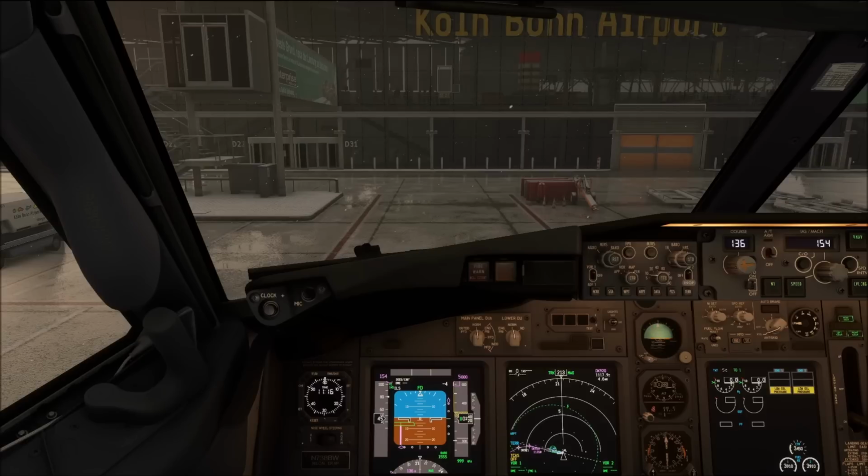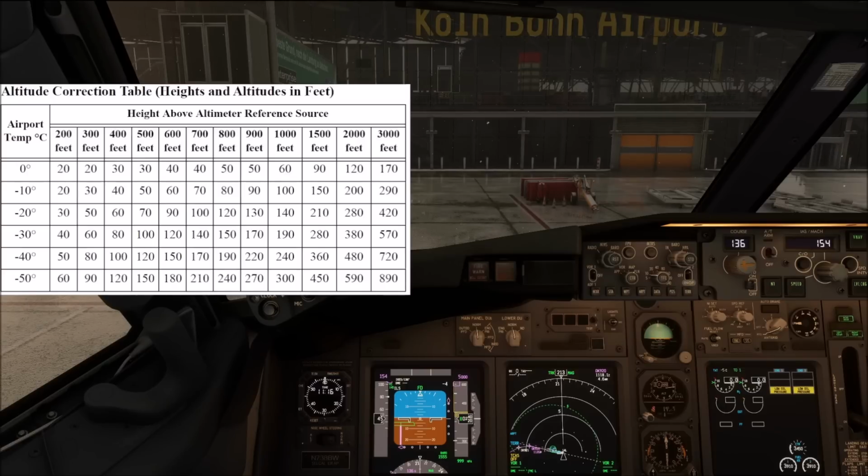The colder it is, the stronger this error is going to be, and we can have a look at it by looking at the cold temperature altimeter correction table, which you can find in the supplementary procedures in the 737 FCOM, as well as any other Boeing FCOM, and I'm sure that Airbus and other manufacturers will have an equivalent table available. So, how do we actually read the table?